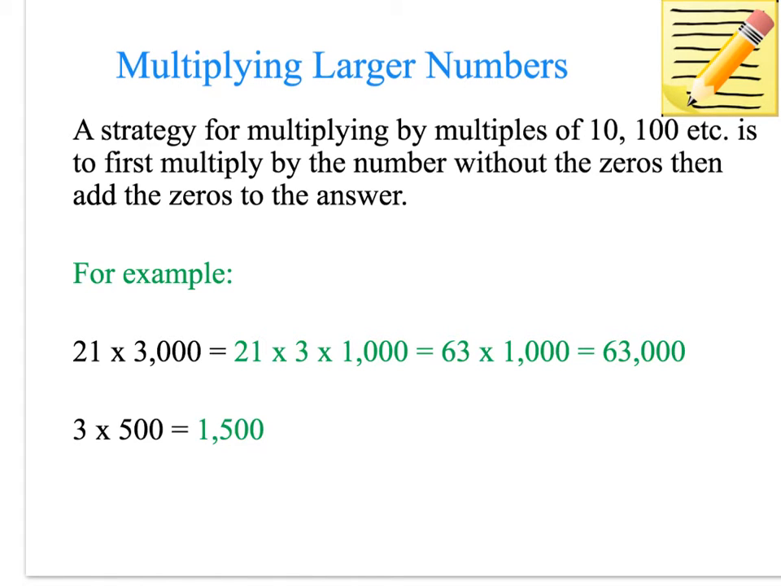Now this next example is 3 times 500. So we just go 3 times 5 is 15. Then we're adding 2 zeros to the end because we're just multiplying then by 100. Okay.